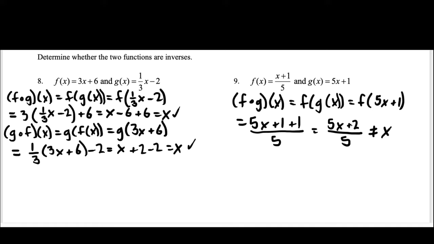And so I don't even need to bother trying the function composition the other way, because it has to equal x both ways. So if it fails the test here, then we can conclude that these are not inverses.